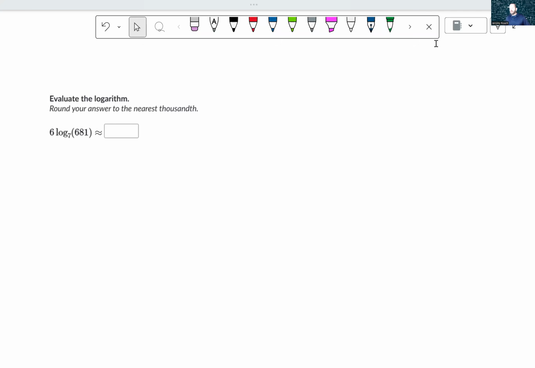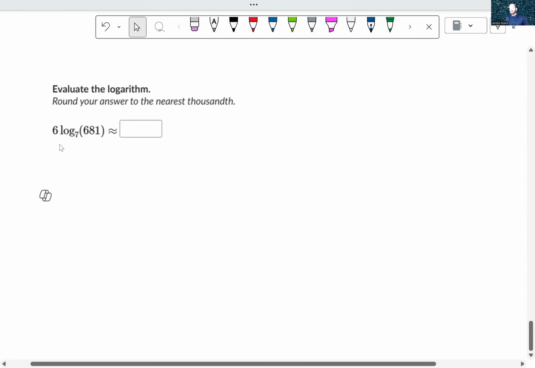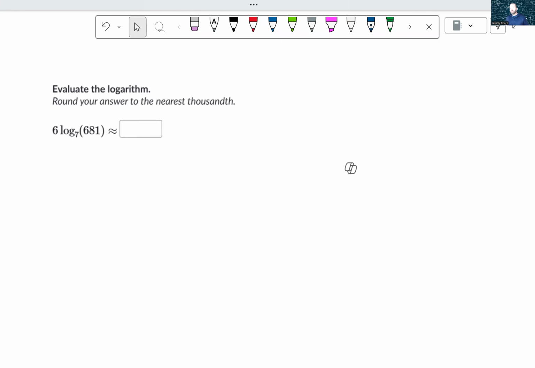So for this first problem here, we have a lot going on. We've got 6 times log base 7 of 681, and we have to use the change of base rule in order to solve this. If we rewrite this, we can say this is 6 times, and now we're going to write the logs as a fraction. So this is read log base 7 of 681.